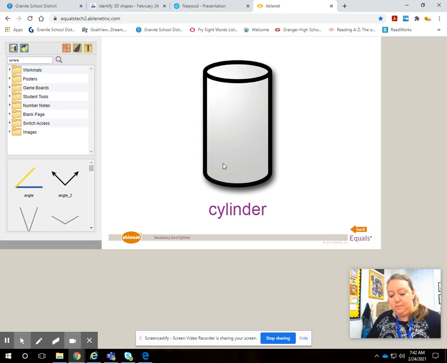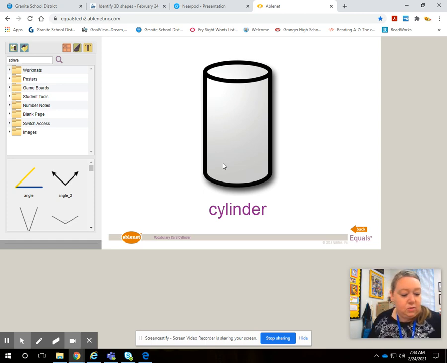Here I have some pictures. If you have a canned food, any kind of can is going to be a cylinder, okay? Can of chili, can of green beans, that's a cylinder. Here's just a picture of a tube. Any kind of tube is going to be a cylinder, okay?